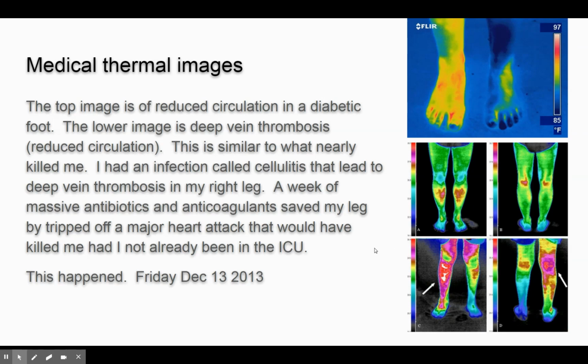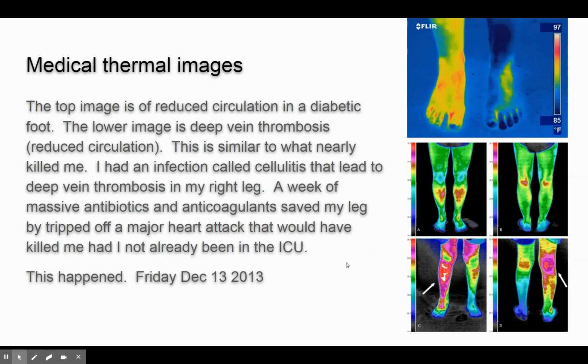I had thrombophlebitis, cellulitis, and deep vein thrombosis in my right leg. I nearly lost it. And after massive antibiotics and anticoagulants, they set off a heart attack that would have been fatal had I not been in the ICU at the time under extreme watching. And that happened on Friday, December the 13th, 2013, of all dates. So I sort of feel that my life was saved by a bullet being struck by another bullet and saving me. The heart attack was ready to happen any day.